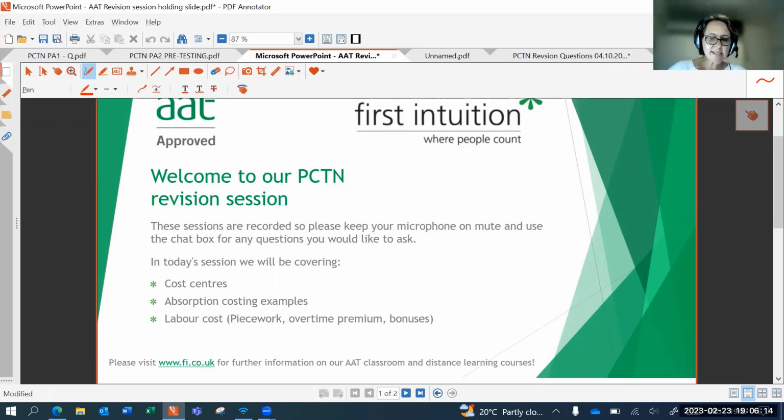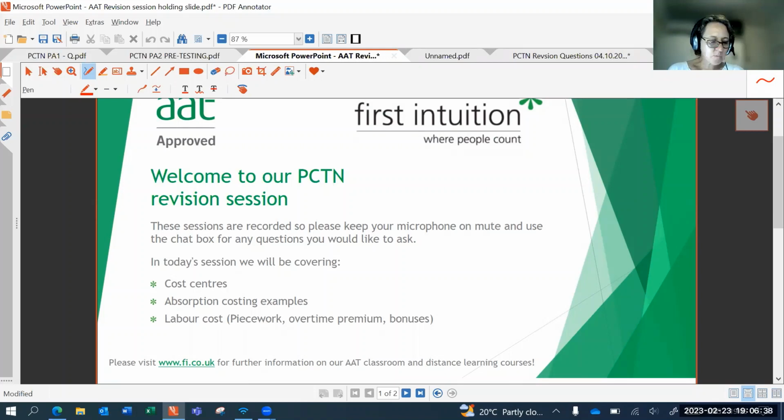So yeah, in today's session, just as a result of feedback from you, we're going to be trying to cover as much as we can from these 3 areas. So cost centres, we're going to have a look at absorption costing examples. We've got an AAT task that we can look at with some absorption costing in it, and then some labour cost questions as well, just to try to make you a little bit more confident about those areas.